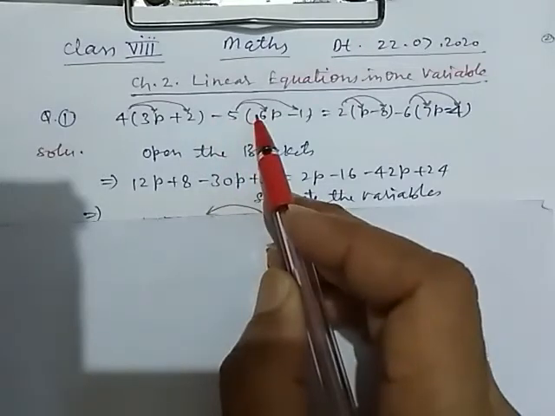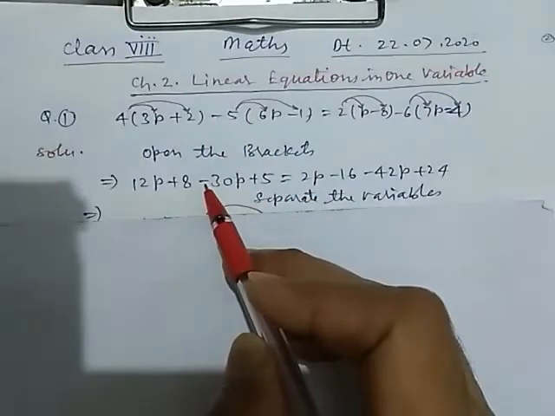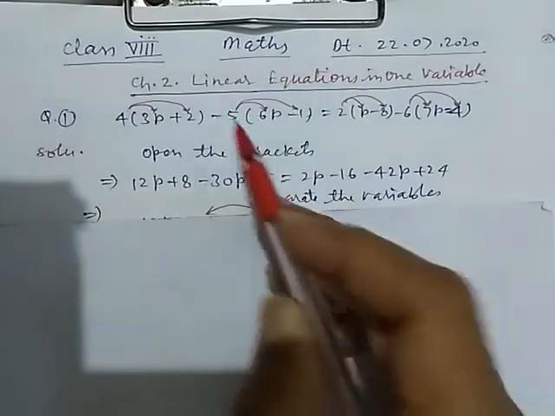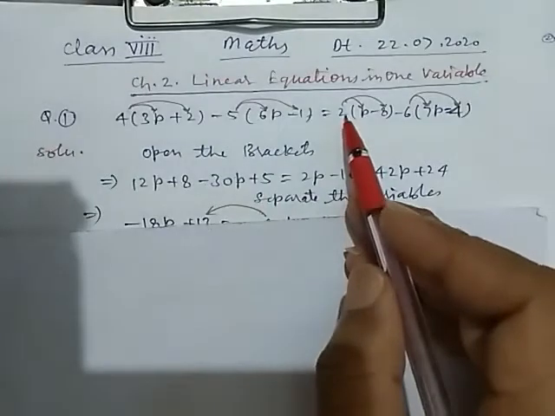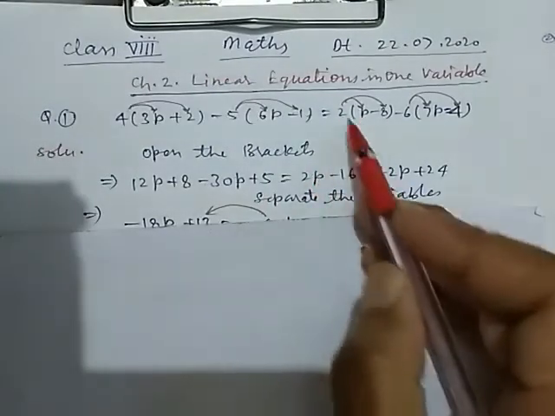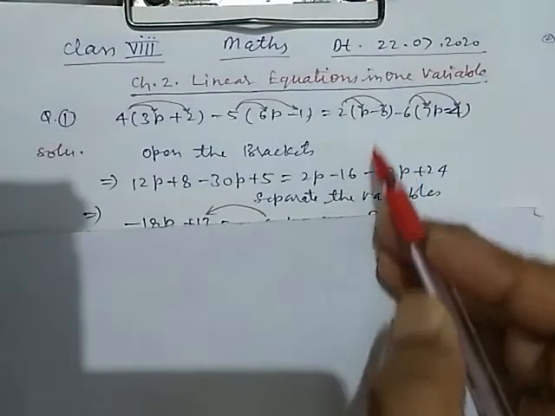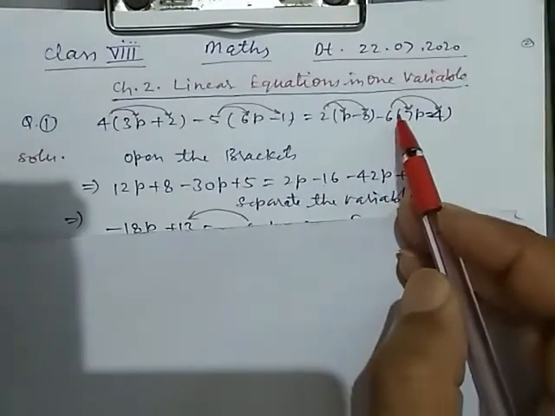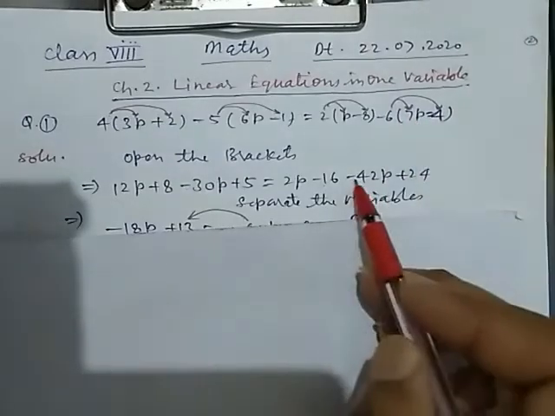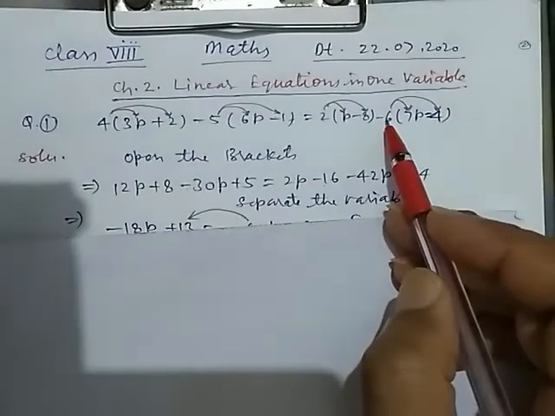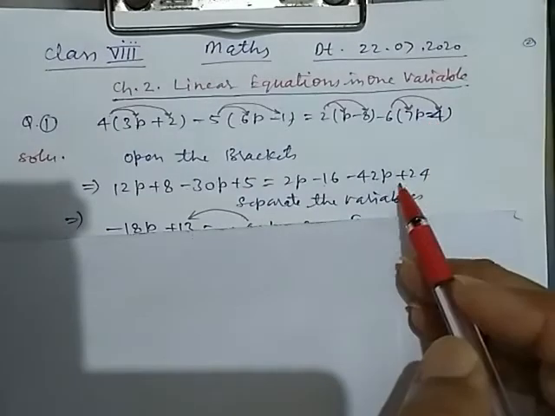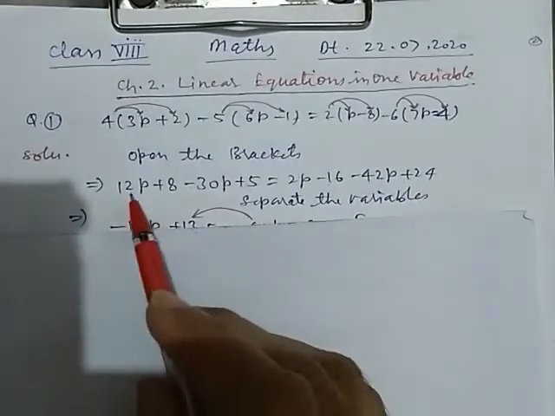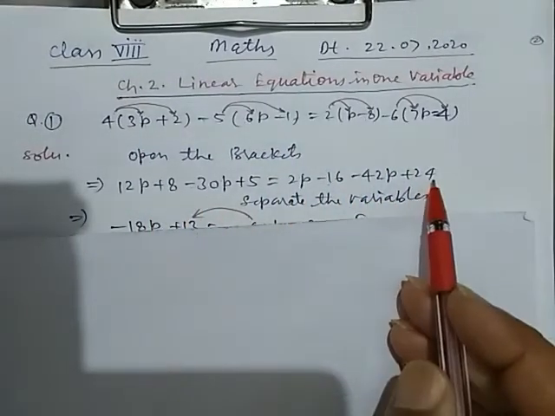Minus into plus gives us minus. Here minus into minus we get plus. So 5 into 1 positive. Now 2 into p, 2p. 2 into minus 8, minus 16. Same. Minus 6 into 7p, minus 42p. Minus 6 into minus 4, plus 24. So after opening the brackets, we get the equation in this form.